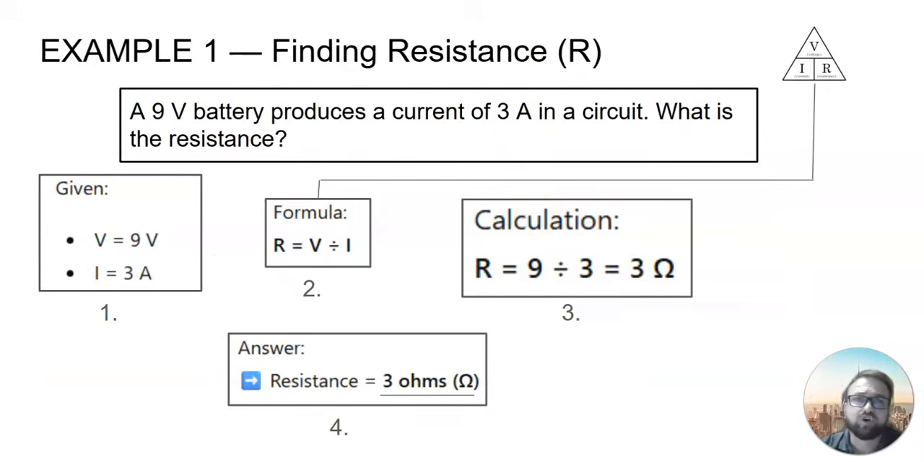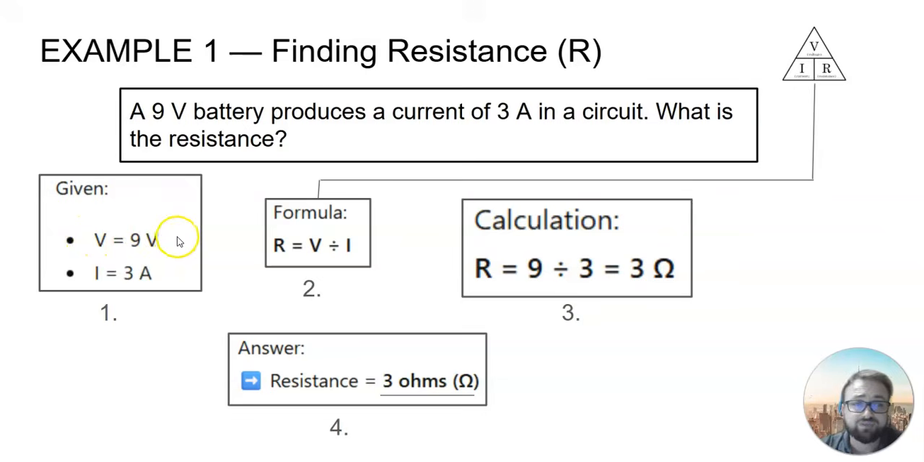So let's look at example 1. Finding resistance, R. So you want to work out R. So the first step, let's read the question and then we're going to break it down into 4 easy steps. A 9-volt battery produces a current of 3 amps in a circuit. What is the resistance? So let's have a look and see what is given.